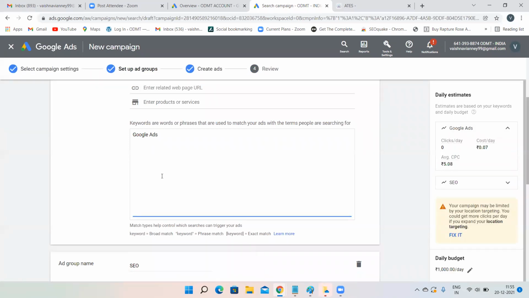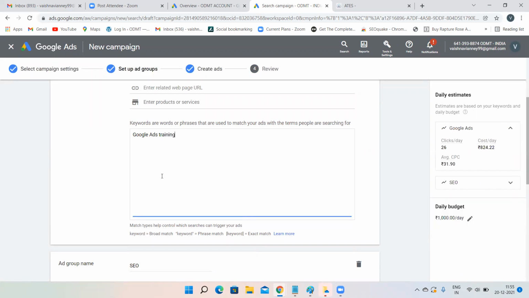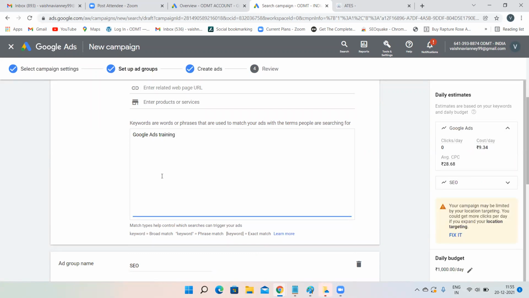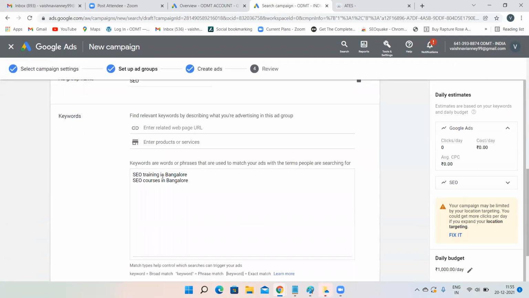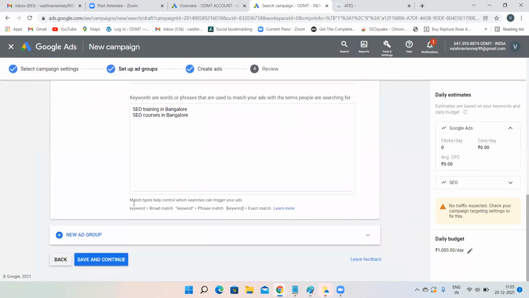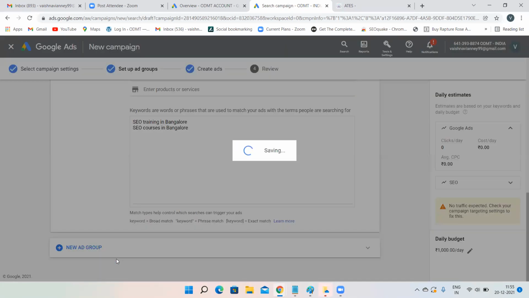Create n number of accounts and do it, because again you can delete your accounts, no problem. Otherwise, create one account and do all the experiments over there, because a live campaign should be perfect with good keywords and all. Explore, and that's it. Save and continue.